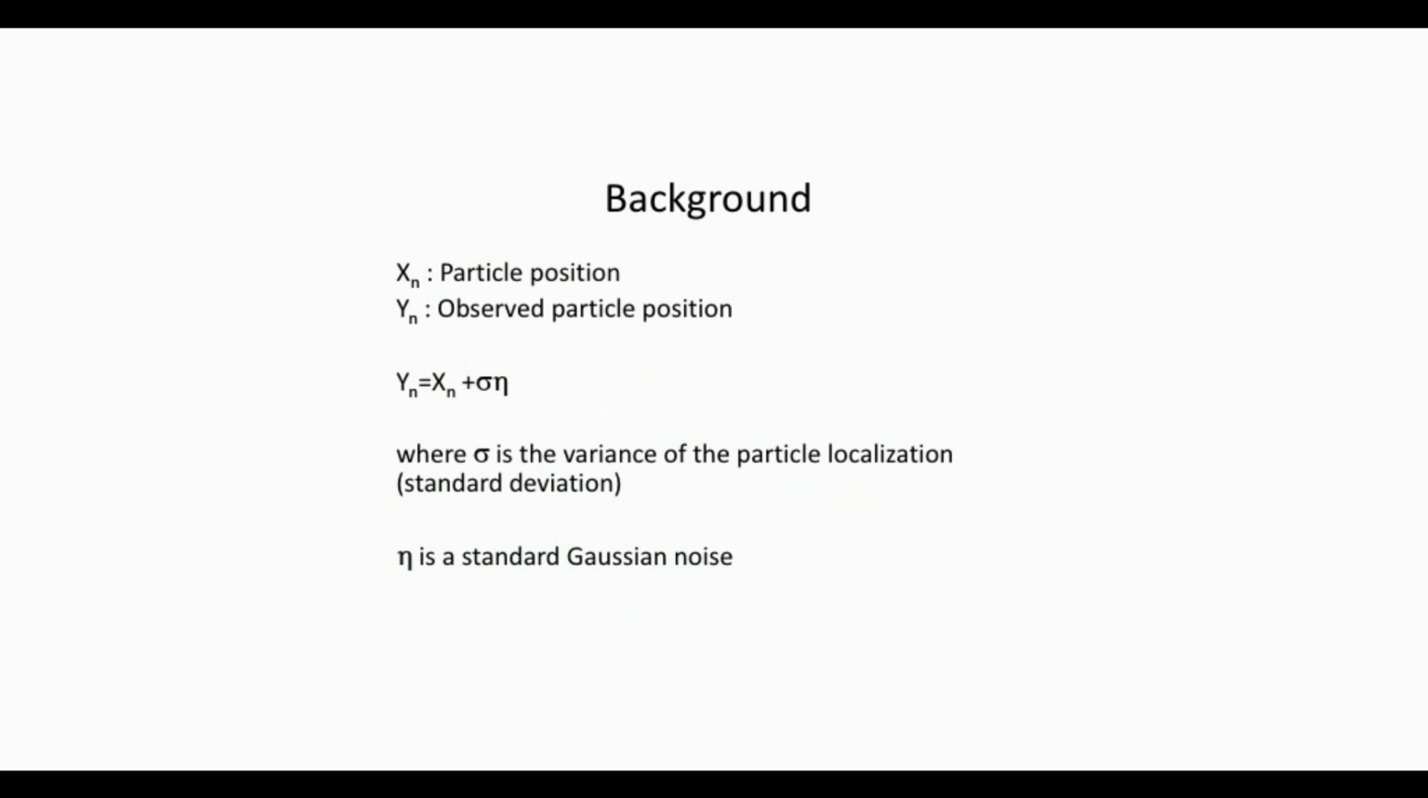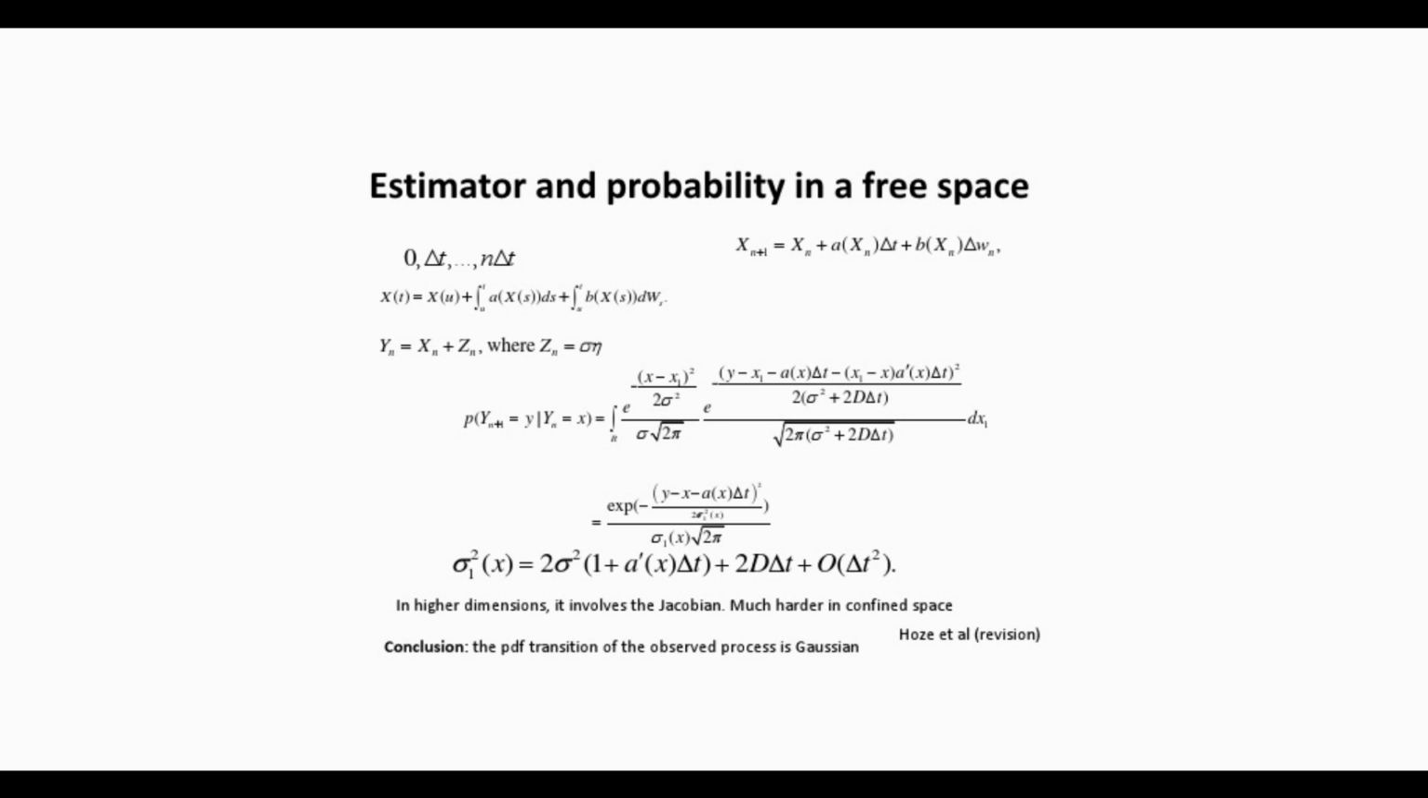So for this, we need a model for this first question about deconvolution. So suppose xn is the position of a particle, yn is the observed one, and they are linked by the following equation: at each time step delta t, yn is equal to xn plus sigma, the amplitude of the noise, times eta, which is a classical Gaussian noise with variance 1. Then, at different time steps, 0 up to n times delta t, if we have a coarse-grained model, the position at time n plus 1 is equal to the position at time n plus drift plus the noise.